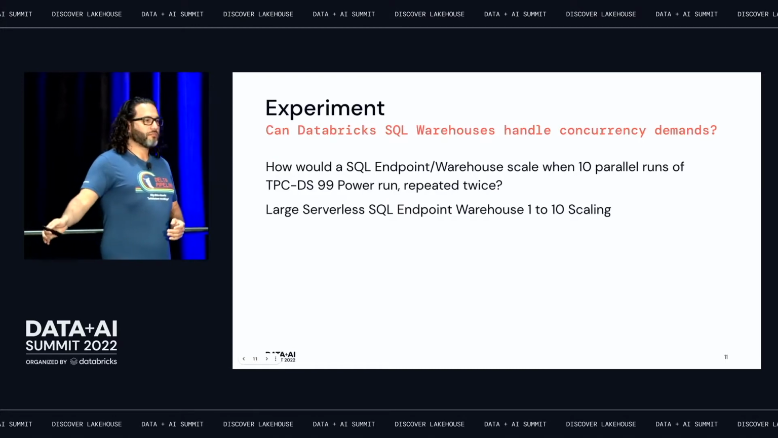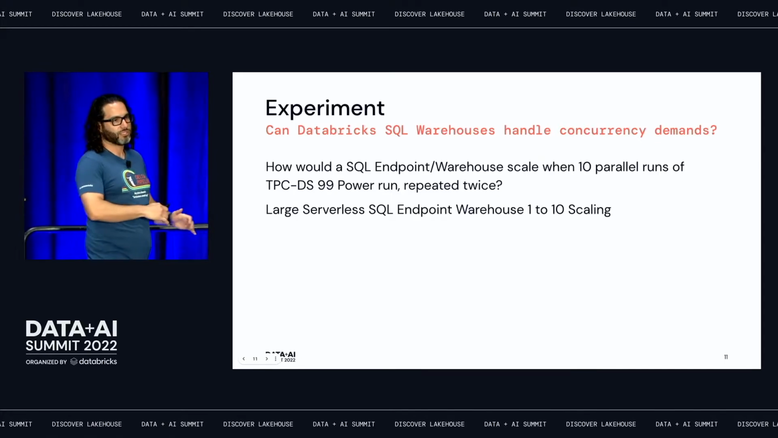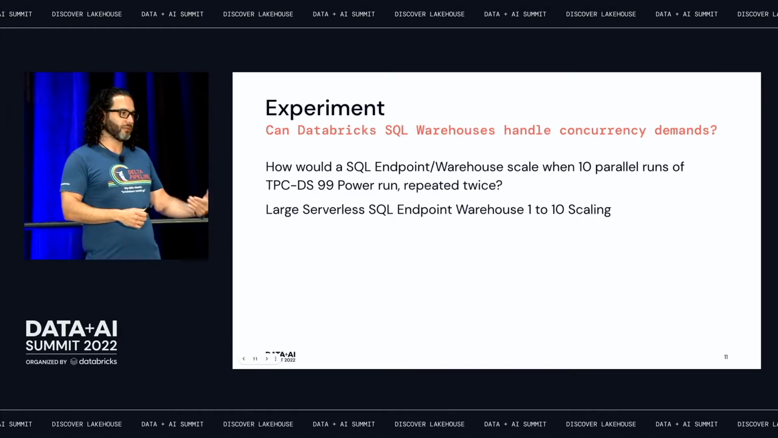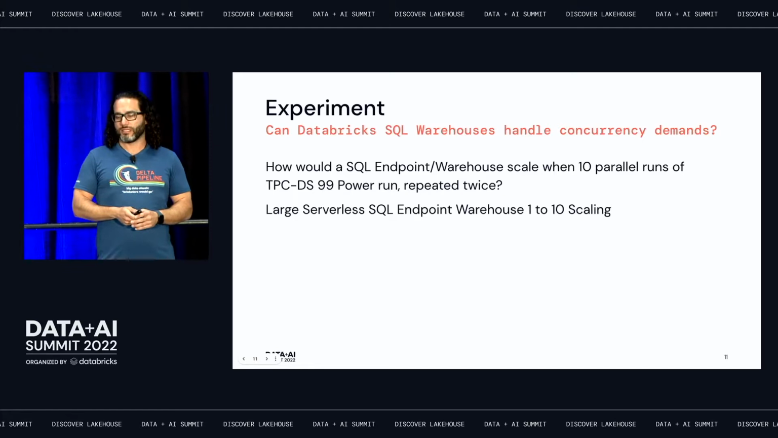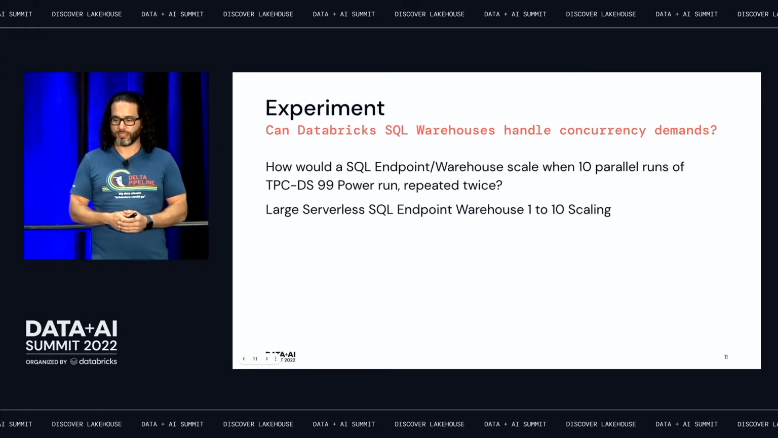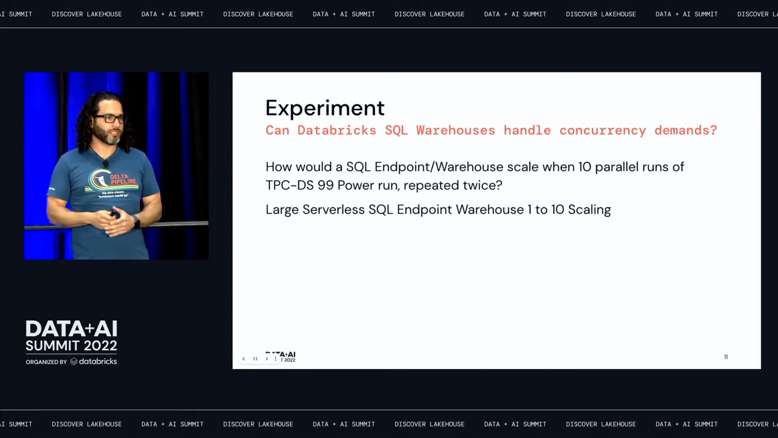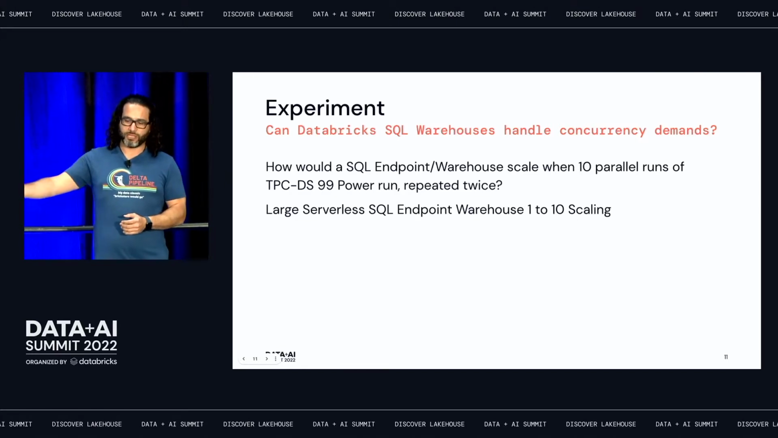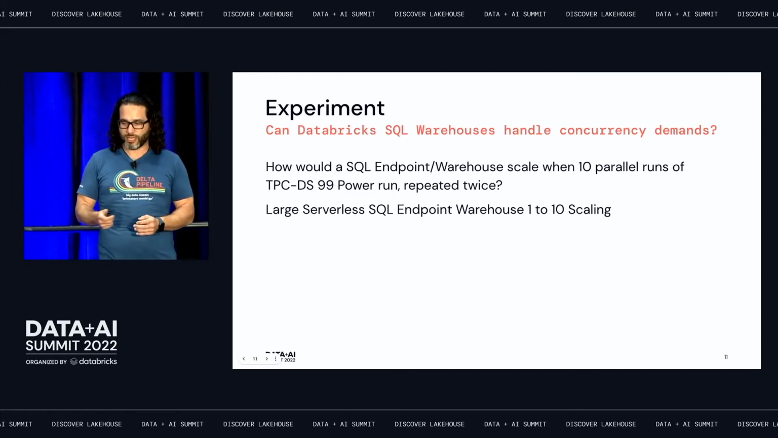So since we've already beat the world record, I don't really want to belabor the point and talk about the power run, which is what every vendor will do. Instead, we want to simulate a real working day. So we strung up this experiment using some database stress testing technology, and we executed 10 parallel runs of those 99 queries to simulate a bunch of users querying dashboards during the day of a warehouse. And we said, what if we repeated this twice? So it's about 2,000 queries being sent to this warehouse endpoint.